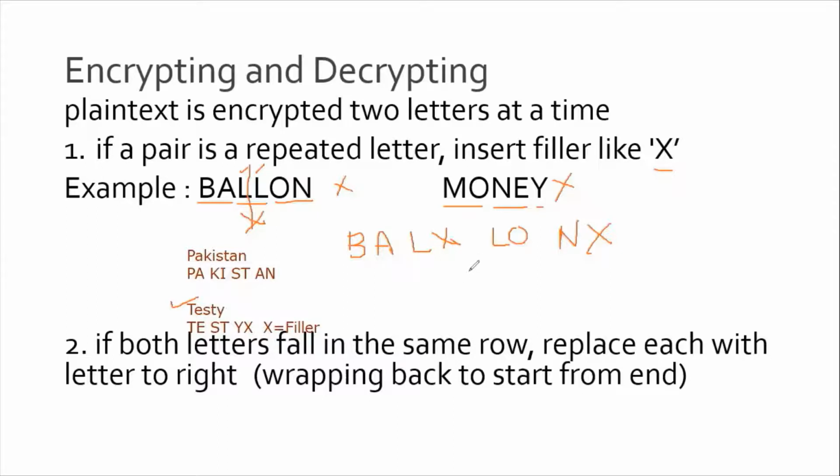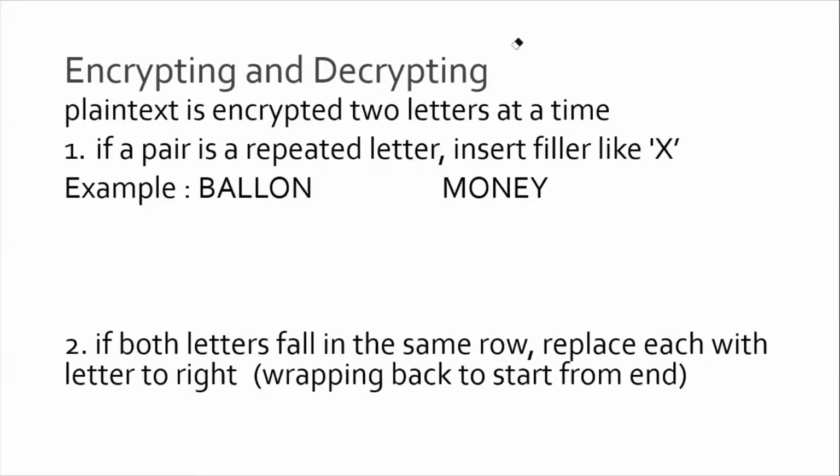We will break the same values by adding the filler in it. So this is rule number 1. Now come up with rule number 2. Now that we have started the encryption, we already have created the 5 by 5 matrix.